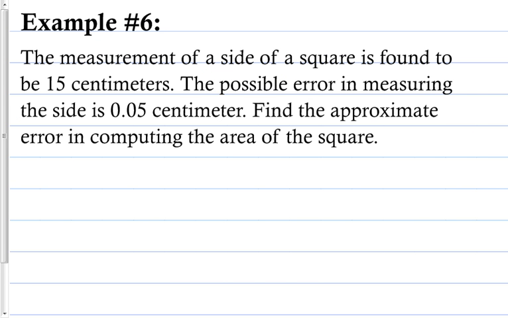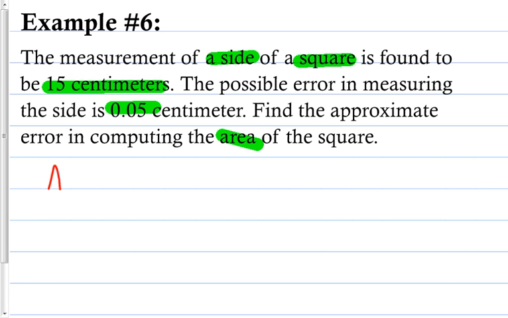Example 6. The measurement of a side of a square is found to be 15 centimeters. The possible error in measuring the side is 0.05 centimeters. Find the approximate error in computing the area of the square. Okay, they gave us information. Please read the problem and figure out what they're giving us. So I have a side of a square. It is 15 centimeters. There's an error in measuring the side by this much. They want me to approximate the error in computing the area.